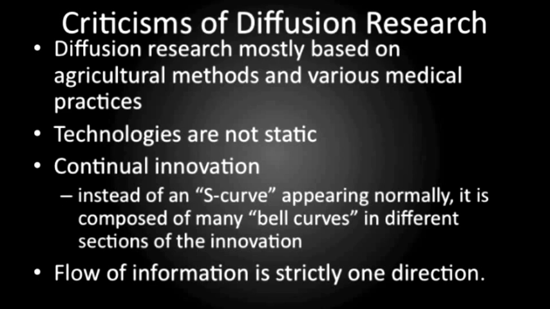Criticisms of diffusion research include Rogers basing most of his information on agricultural methods and various medical practices, which are fairly static, meaning that innovation for new processes would take a longer time. Technologies are not static and is a continual innovation, so that instead of an S-curve appearing normally, it is composed with many bell curves in different sections of the innovation, representing the mass population adapting to each new version of the innovation. And last, flow of information is strictly one direction.